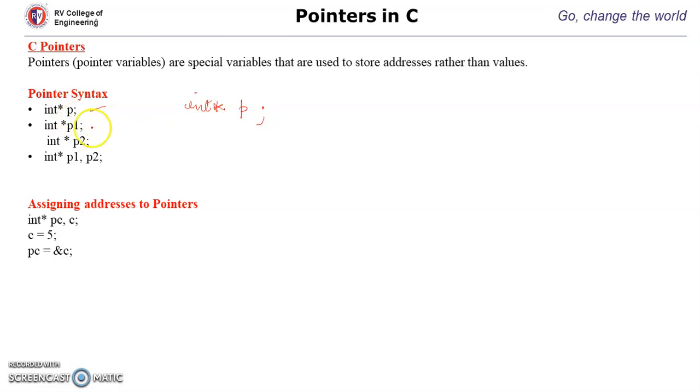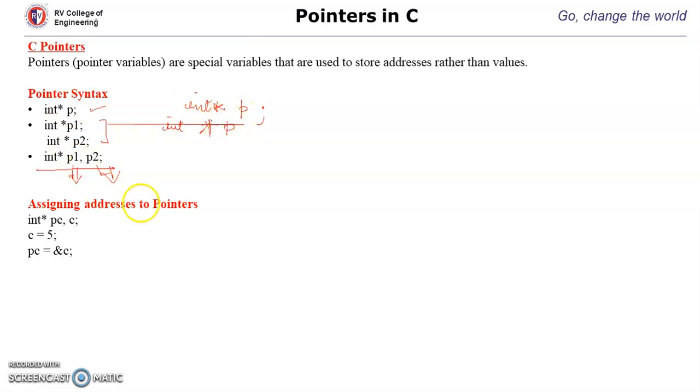We can also declare pointers in these ways. We can write it like this, int and then star p. Like this also it can be written. Let's take one more example of declaring a pointer. Here you can see p1 is a pointer variable, whereas p2 is a normal variable, because before p1 we have a star, but before p2 we don't have a star. So this is how we declare a pointer variable. If I have a star before a variable, that means it's a pointer variable, otherwise it's a normal variable.